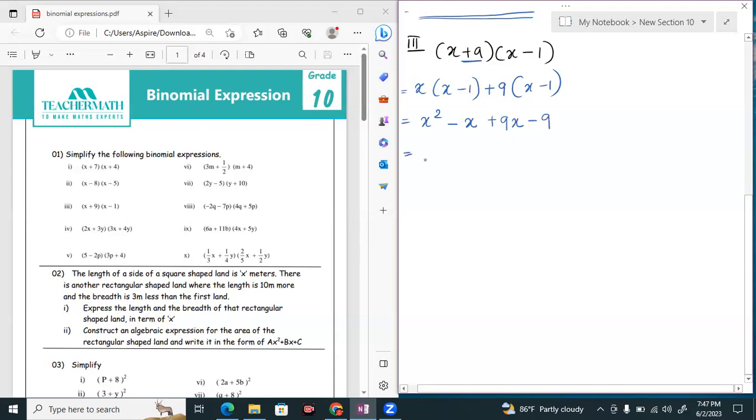Here, look at the sum of two terms with different signs. When we have two numbers together with different signs, what do we have to do? We always subtract the smaller term from the larger term, then include the sign of the larger term. Therefore it becomes x squared plus 8x minus 9.